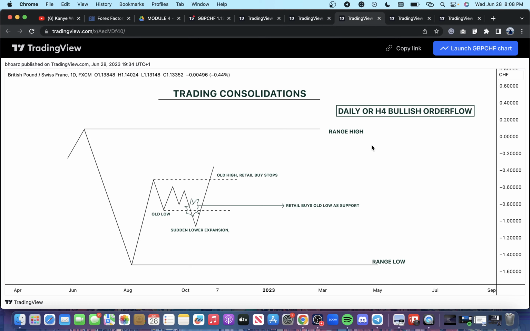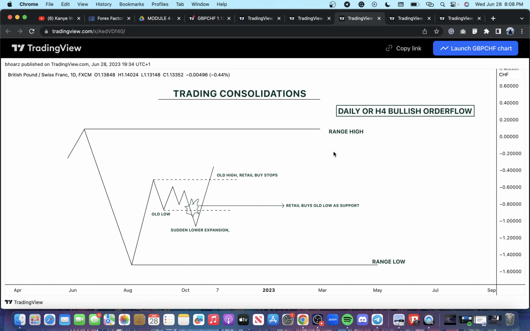Again, you can see how all our narrative stems from defining where the draw on liquidity is and where price is coming from, which is essential to all the things we do. That's why we have to start from the higher time frame and build upon that knowledge of price before going down into lower time frame price delivery.